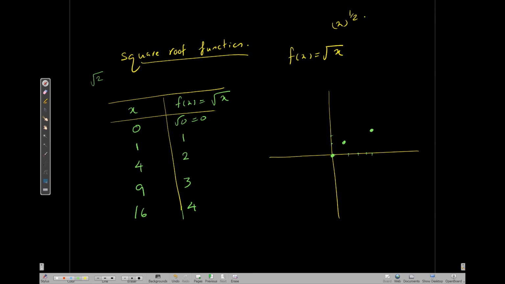See, it's increasing, but it's slowly increasing. And then 9, 3 somewhere here, 16. So it has a shape like this. This is the shape that you have to remember.